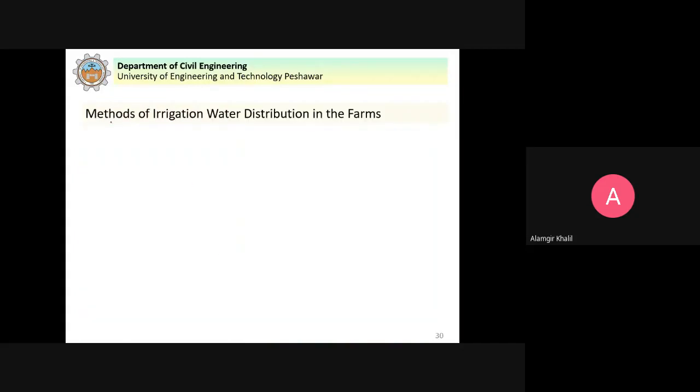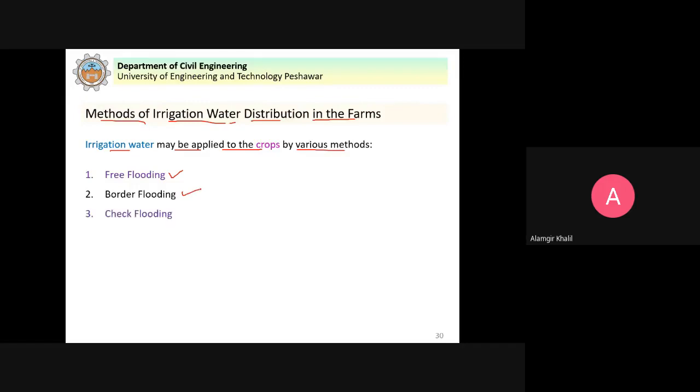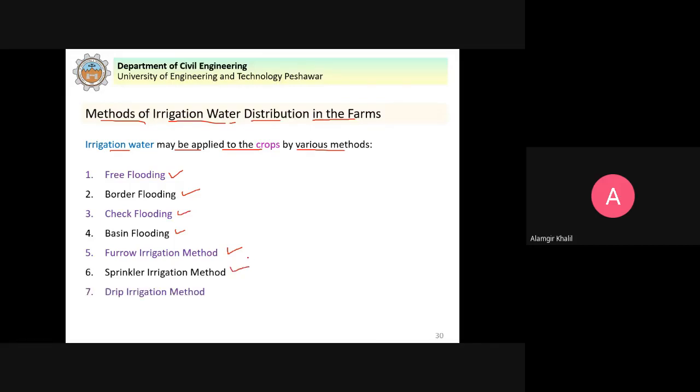Next, we discuss the different methods of irrigation water distribution in the farms. Once the water reaches the agricultural fields, how is the water distributed, by which methods, to the crops? This we will discuss in this topic. So irrigation water may be applied to the crops by various methods that include free flooding, border flooding, check flooding, basin flooding, furrow irrigation method, sprinkler irrigation method, and drip irrigation method. So these are the methods by which water can be distributed in the farms. We will discuss briefly each of these methods.